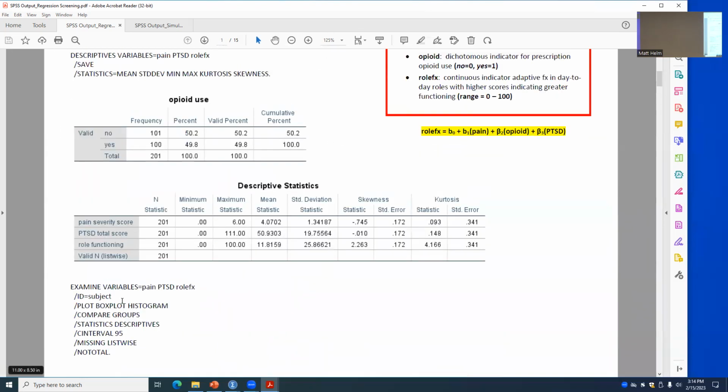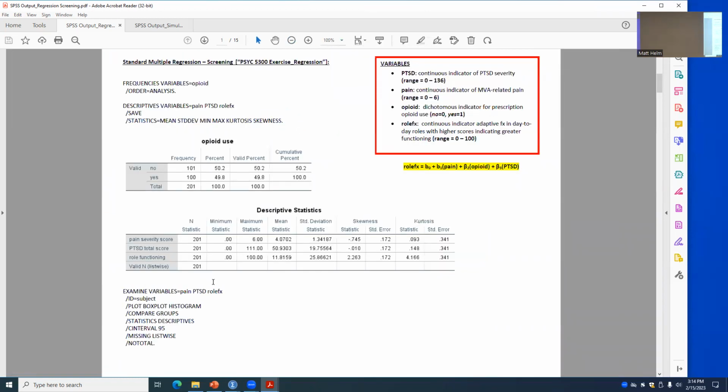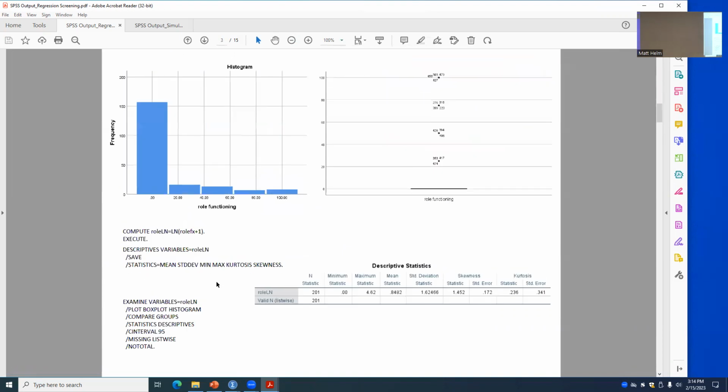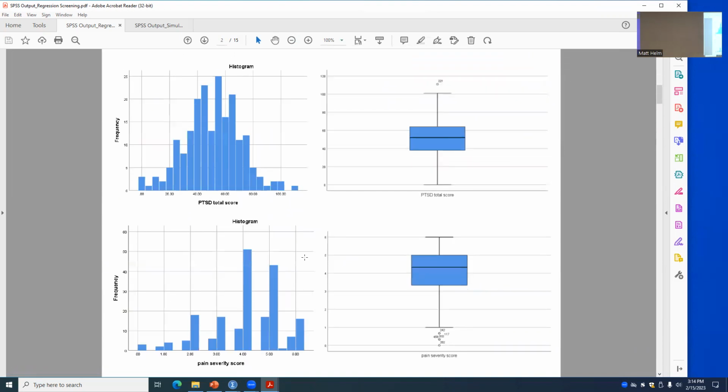So what I've done here is I've just used my examine command to ask for our plots like we've done before. All right, here's PTSD and pain. Danielle, any concerns with the distribution of these two variables? Yeah, with the pain one, it looks really weird. Pain looks really weird, right?